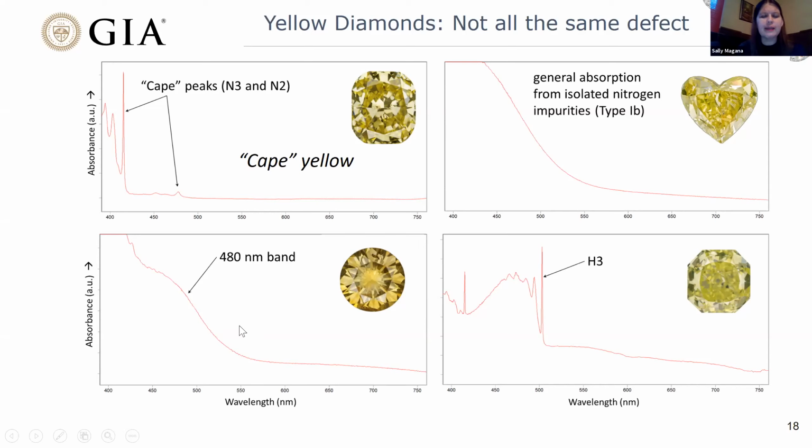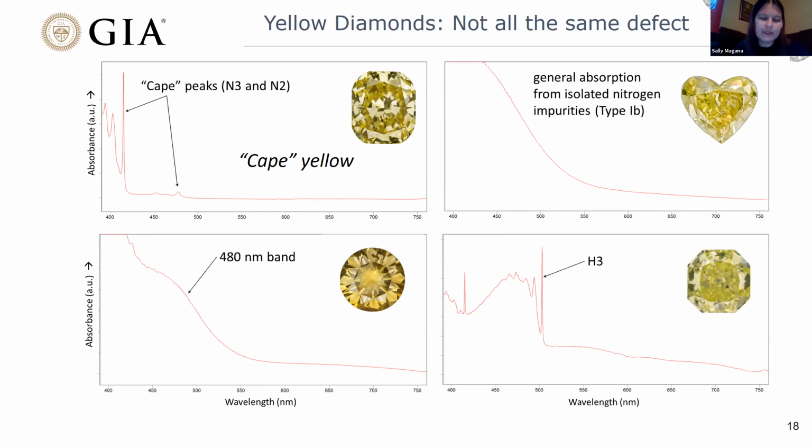Down here in the lower left, we have what's called a 480 nanometer band. That's another mystery in diamond science. We call it a 480 nanometer band because we don't know what else to call it. We don't know what the defects involved with it are, and so that's still one of the things that we're trying to figure out.